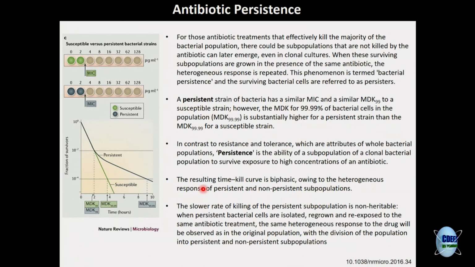It is driven, we said, by stochastic gene expression, by heterogeneous gene expression. And that is why, in the killing curve, the green one is again the susceptible population. The gray one is of the antibiotic persistence. It exactly follows that of the susceptible population up until a certain time. And only after a certain time, there is a very minimal number of bacteria remaining that extends the minimum duration to kill, making MDK99.99 higher. So the difference between tolerance and this is that even MDK99 is going to be similar, but MDK99.99 is going to be different.